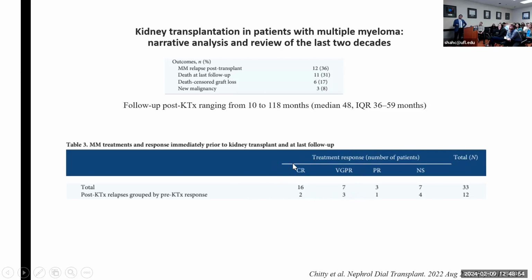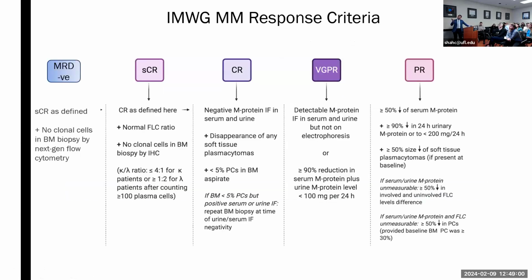Now, it's very important for nephrologists to understand the difference between CR and VGPR, so I'll very briefly summarize this. VGPR is when we have a 90% reduction in M protein, but immunofixation remains positive. When immunofixation is negative, that's called complete response, and the bone marrow biopsy should have less than 5% plasma cells. When even the light chain ratio becomes normal, it's considered stringent complete response.